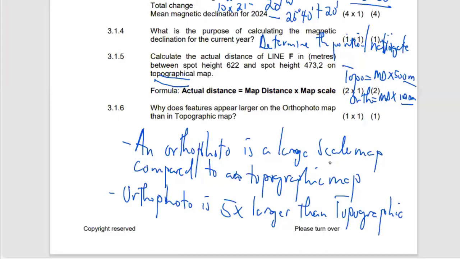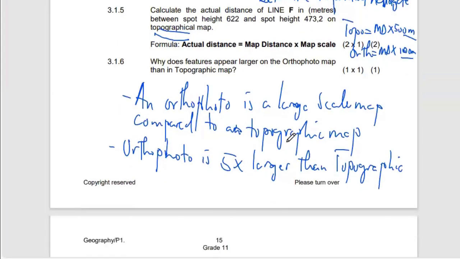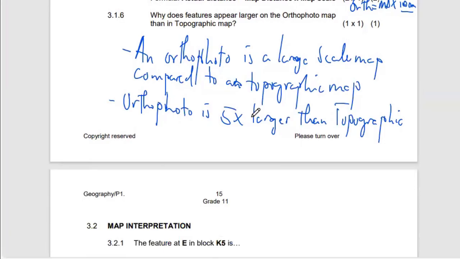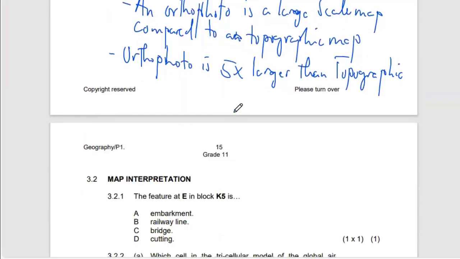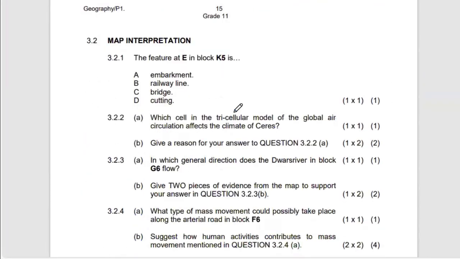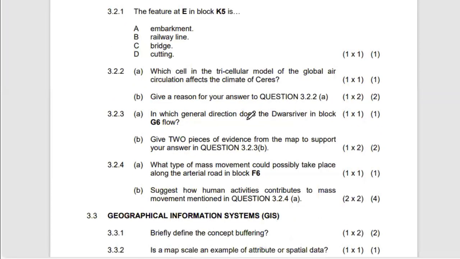So whatever feature you see on the orthophoto map, if you compare it with the topographic map, you see that the feature has been magnified 5 times, because the scale of 1:10,000 for the orthophoto map is 5 times bigger than 1:50,000 for the topographic map. So geographical features on the orthophoto map appear 5 times bigger than on the topographic map. That's the reason. The feature at E in block K5, you don't have the map, you're supposed to look at that.